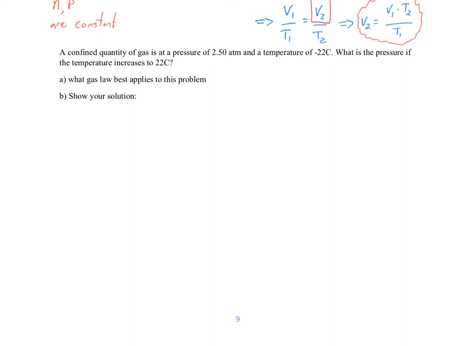All right, so in this next example, we're told that a confined quantity of gas is at a pressure of 2.50 atmospheres. That would be our initial pressure. The initial temperature is given as minus 22 degrees C. And we're being asked, what is the pressure if the temperature increases to positive 22 degrees Celsius?